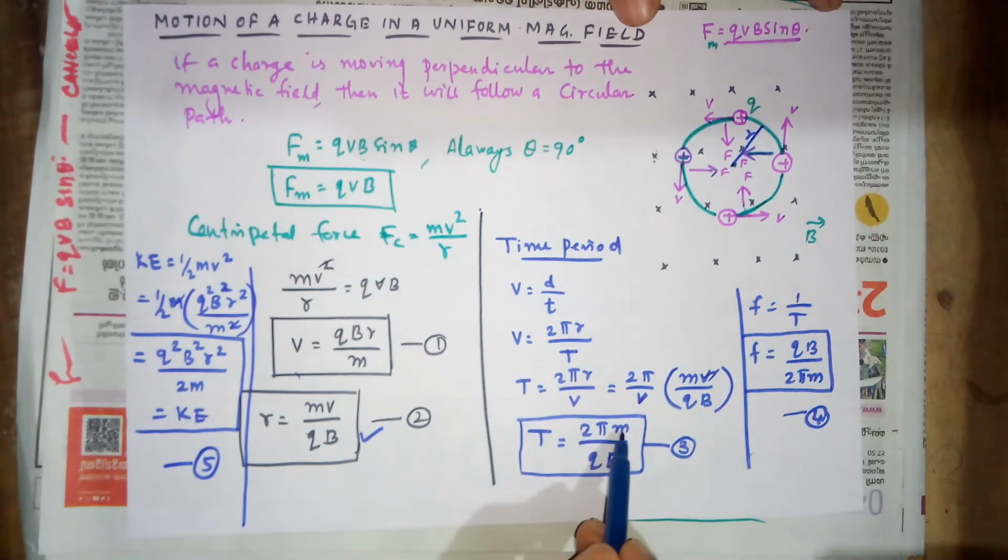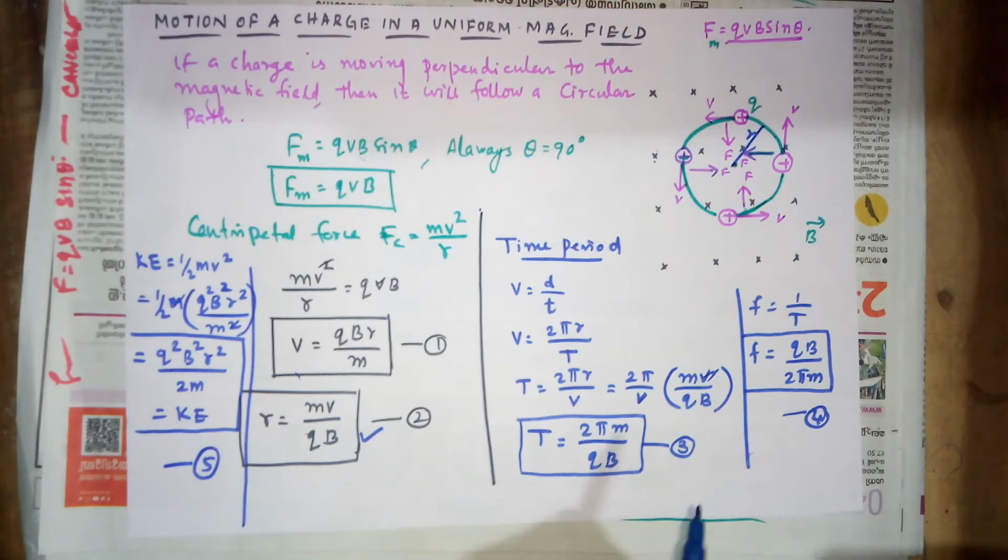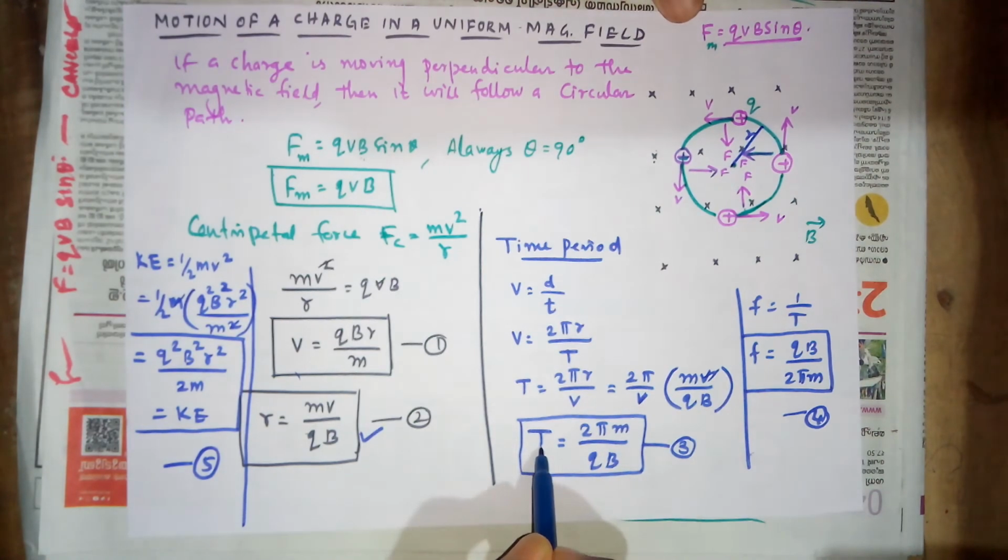How can I say that? Because T is equal to 2 pi m by qb. In this case, m is the mass of the particle, q is the charge of the particle, and b is the magnetic field in which the charged particle is moving. So if the mass, the charge and the strength of the magnetic field are constant, and I change the radius, the time period is independent of the radius.